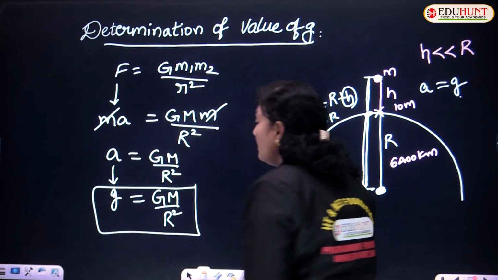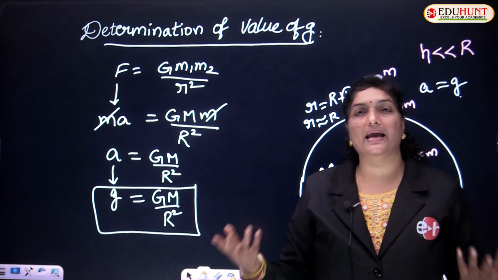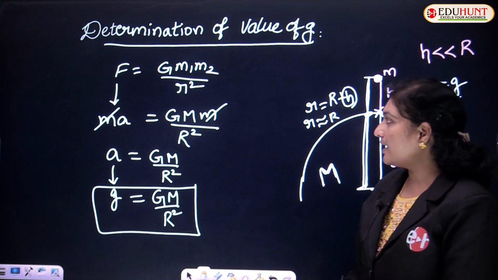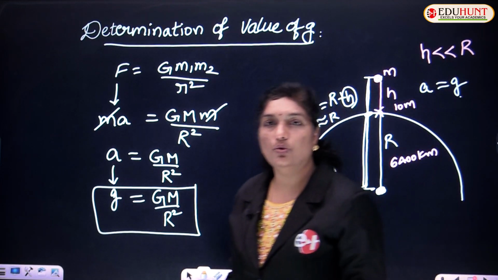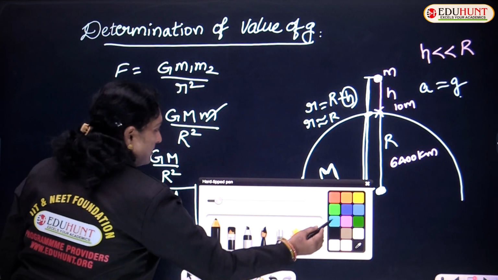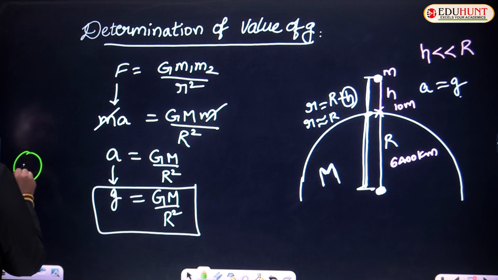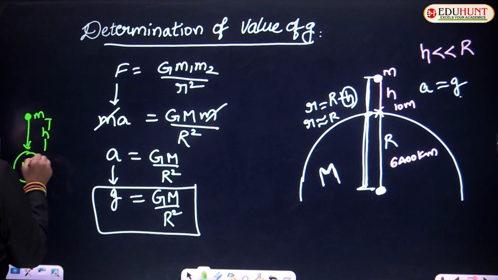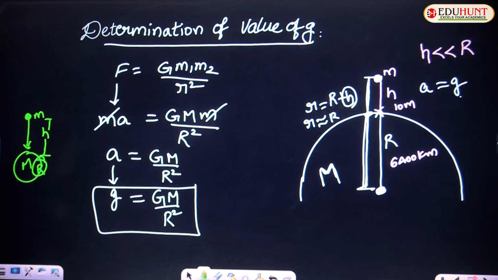Not only this, children, the same formula can be applied anywhere. If in place of Earth, you consider one more body, say the moon or the sun or anything else, so for example, if I consider the moon, and some object of mass m is falling from height h, and the radius of the moon is taken as capital R, the same formula is applicable.